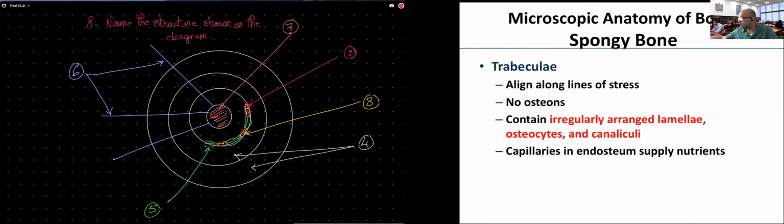Yes, welcome back. We are looking now at the structure of the spongy bones. Spongy bones will have a similar structure to the compact bone, with one major difference: the arrangement of the lamellae, osteocytes, and canaliculi. So we've got everything, but we don't have this arrangement of osteons. So we don't have this typical structure of the osteon.